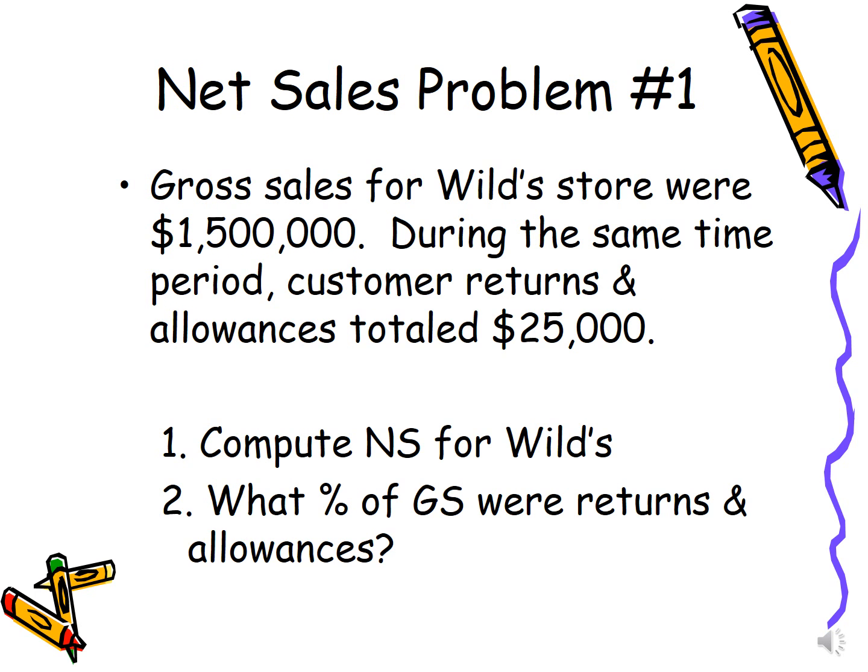Let's work on an example problem to calculate net sales. Let's say in this case the gross sales for this store were $1,500,000. During the same time period, customer returns and allowances totaled $25,000. In this case, what would be the net sales for this store? And given the information, what percentage of gross sales was actually returned or allowed back to the customer? That is, calculate the customer returns and allowances percentage.